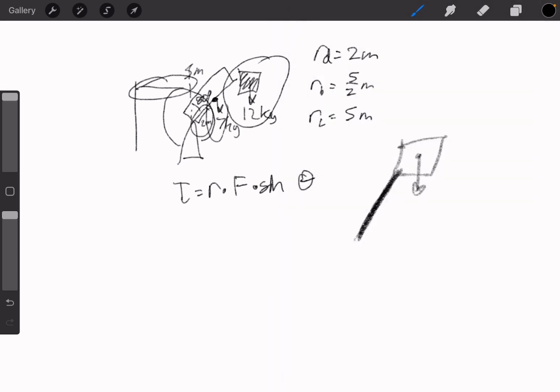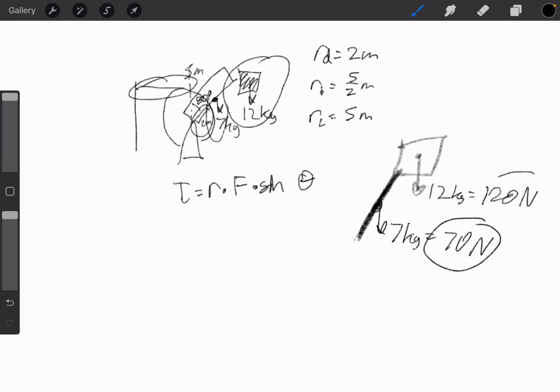The block is pulling down with 12 kilograms, which is equivalent to 120 newtons. And then this beam here is pulling down with 7 kilograms, which is equivalent to 70 newtons. So those are our two forces. So now the total tension in the string is equal to the torque of the load plus the torque of the beam.